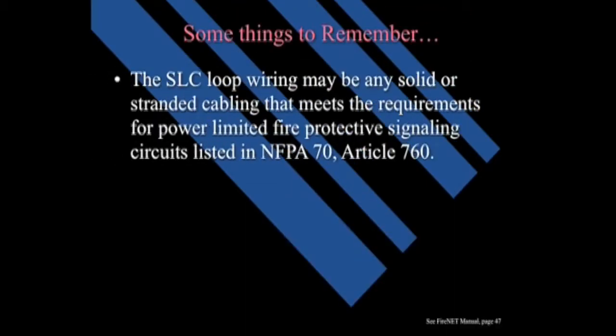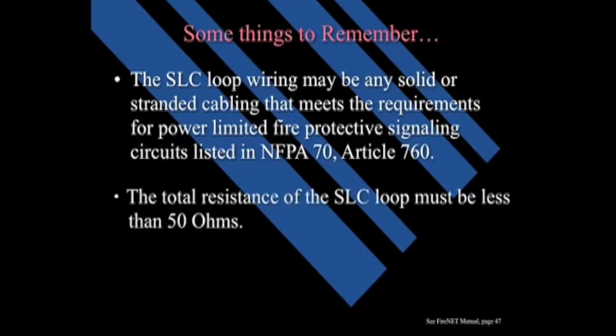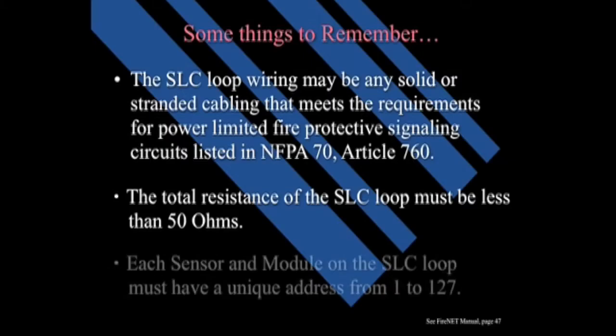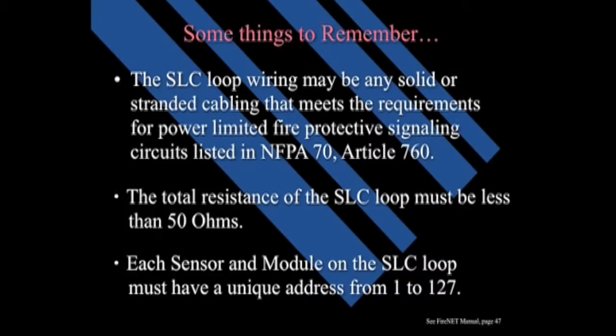Some things to remember. The SLC loop wiring may be any solid or stranded cabling that meets the requirements for power-limited fire protective signaling circuits listed in the NFPA 70 Article 760. The total resistance of the SLC loop must be less than 50 ohms. Each sensor and module on the SLC loop must have a unique address from 1 to 127.